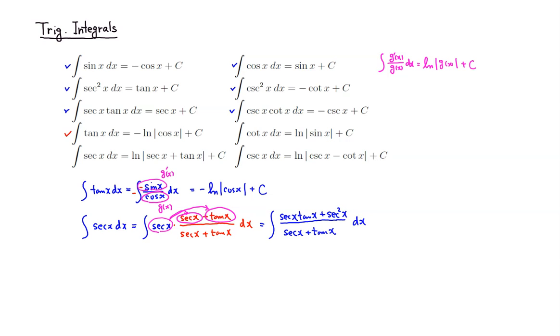Then we're going to do exactly the same trick. Remember the derivative of secant is secant tangent, and the derivative of tangent is secant squared. So we take the denominator as our g of x, and we got really lucky here: the numerator is exactly g prime of x. So this is going to give us natural log of the absolute value of secant of x plus tangent of x plus some constant c. That's where that comes from.